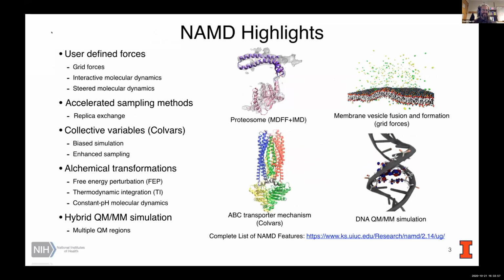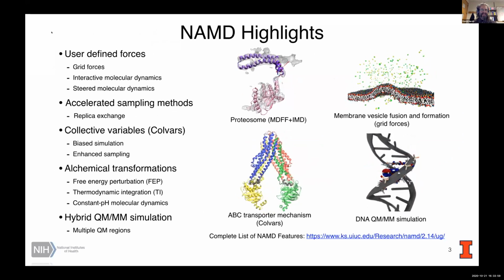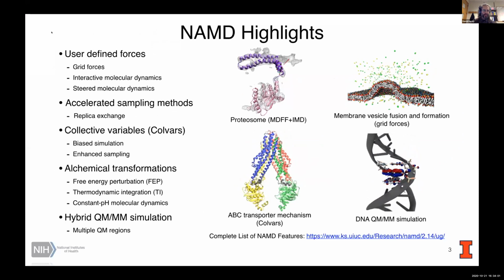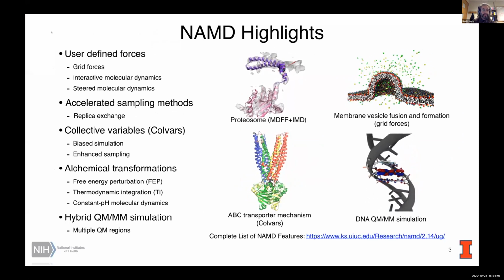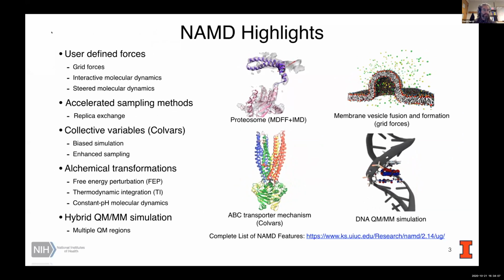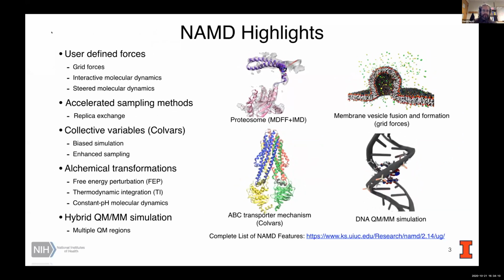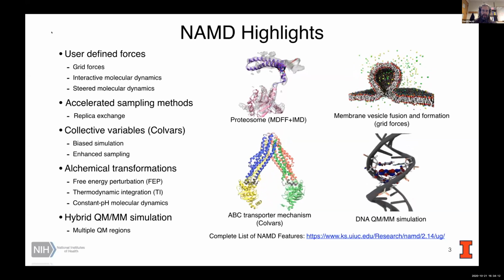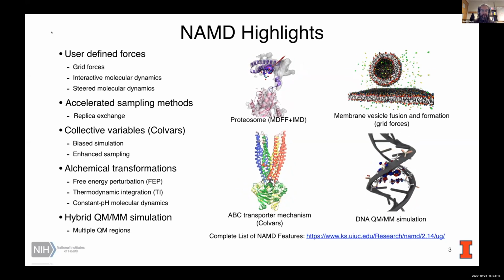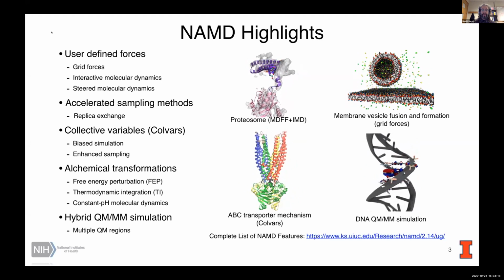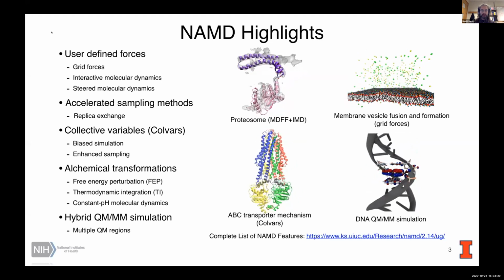Right, exactly. So the movies that hopefully you now are seeing are illustrations of some of these advanced features that I'm talking about. So the user-defined forces with this proteasome simulation, the use of grid forces to do this membrane vesicle fusion and formation.